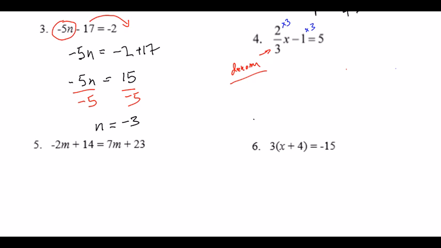We multiply each thing by 3. If we take 2/3 and multiply by 3, we're going to get 2x. And then we minus, well, negative 1 times 3 is negative 3, which is equal to 15.